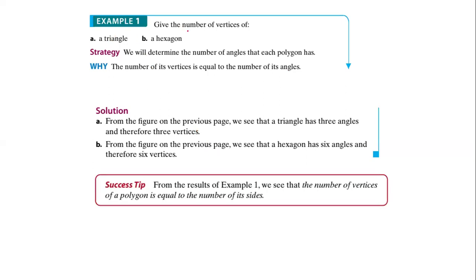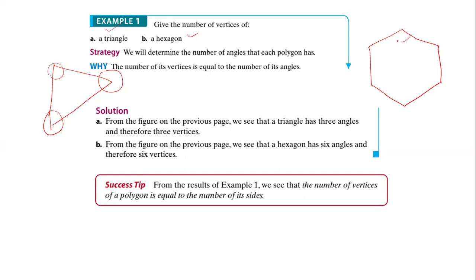First, give the number of vertices. Here in this triangle, how many vertices are there? Let's suppose this is a triangle. So 1, 2, and 3. These are 3 vertices. Okay, and a hexagon, hexagon has 6. 1, 2, 3, 4, 5, and 6. How many vertices are there? 1, 2, 3, 4, 5, and 6. These are known as vertices.